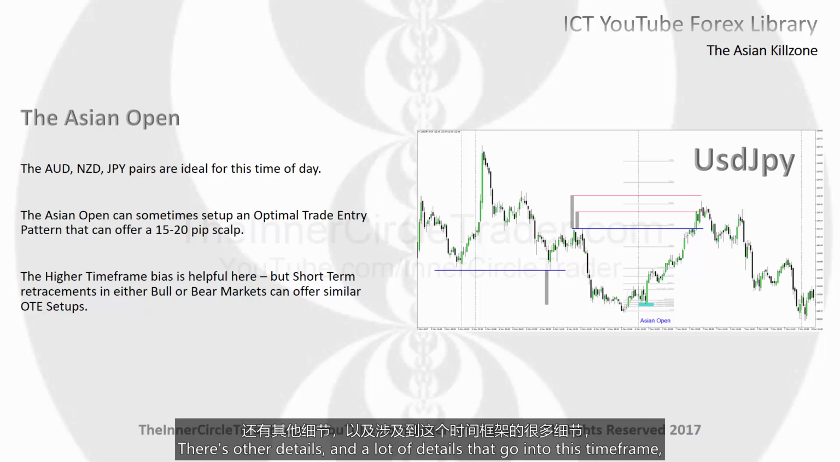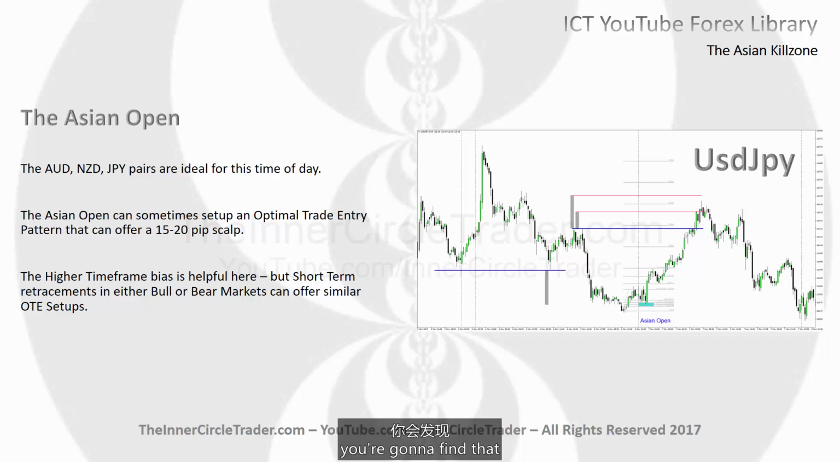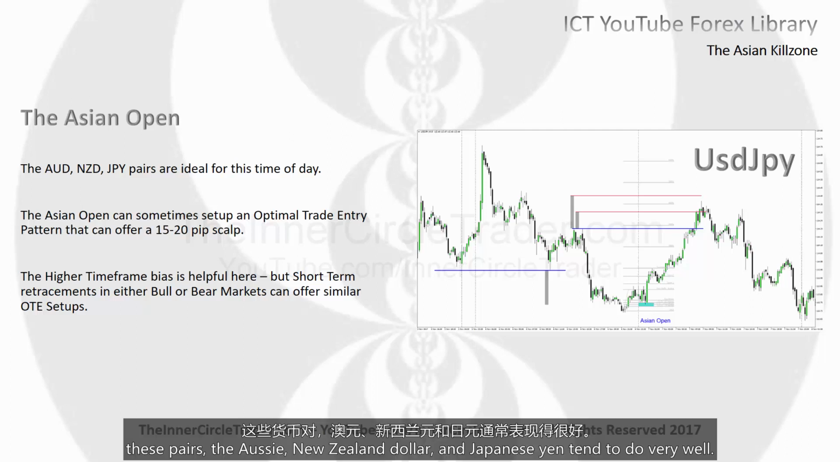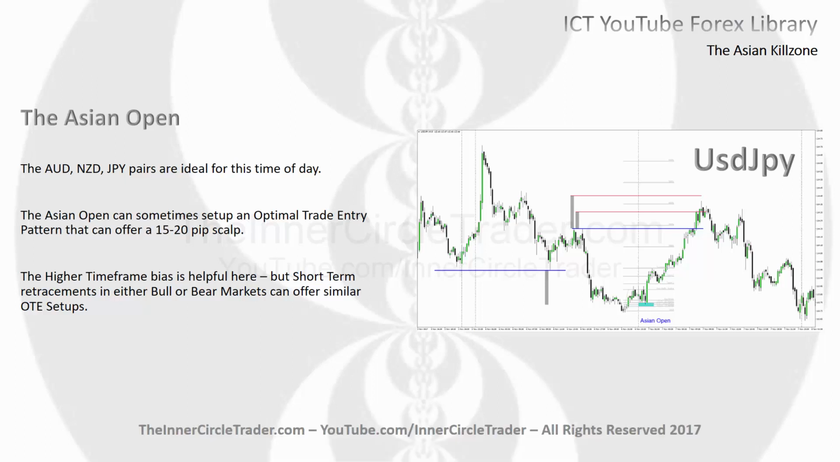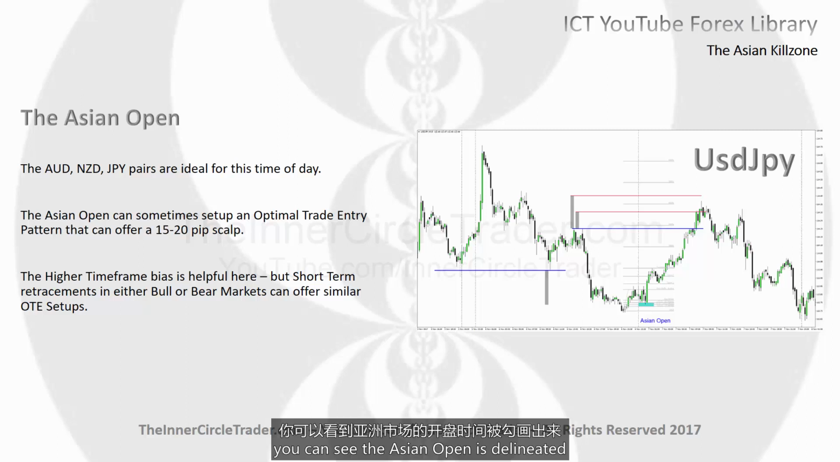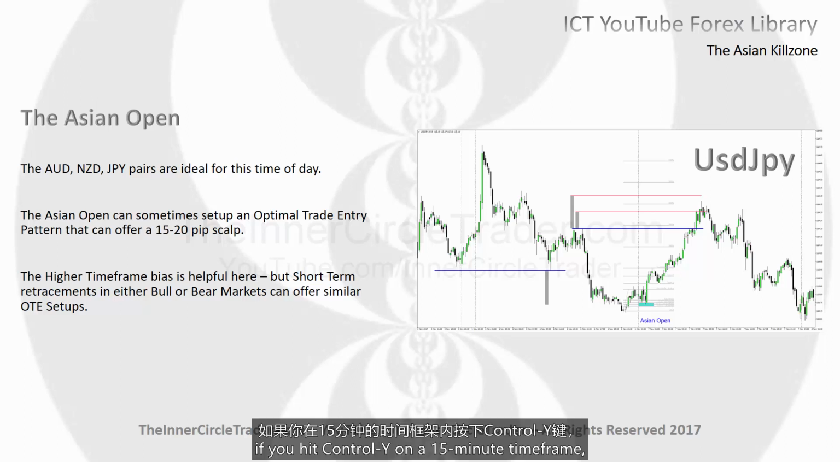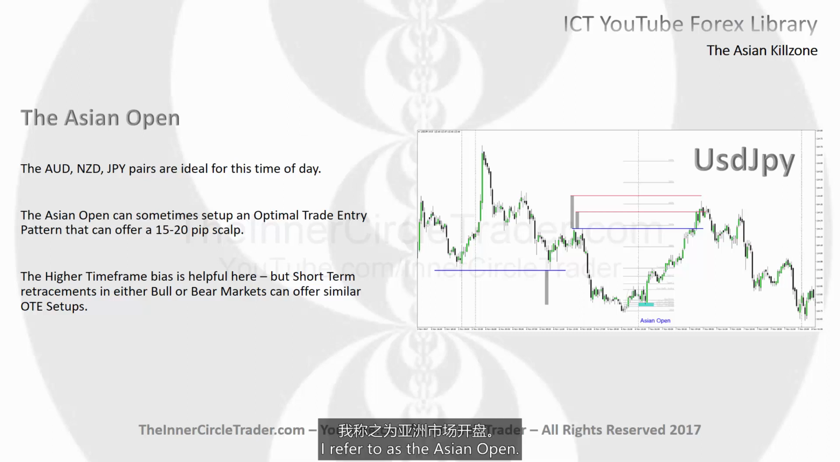There are a lot of details that go into this time frame, but you're going to find that if you are looking for trades in this time of day, these pairs, the Aussie, New Zealand dollar, and Japanese yen, tend to do very well. As you can see in this example to the right, the Asian Open is delineated here. And if you look at Forex Ltd, that's the demo account I teach with, if you hit Control Y on a 15-minute time frame, that vertical line is going to be delineating what I refer to as the Asian Open.